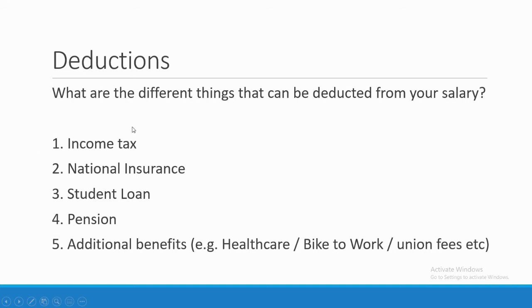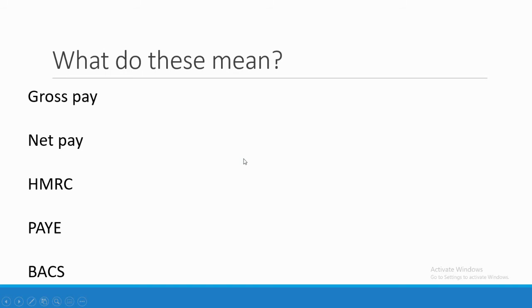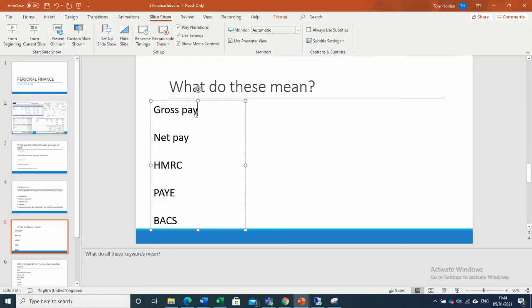Okay, so all of these get deducted from your basic salary. Some of them get deducted before the income tax is added. Some of them get deducted after the income tax is added. Okay, right, going on to a few more things that came up on those pay slips. So a few terms that you need to know. So I'm just going to type in the definitions on these ones now.